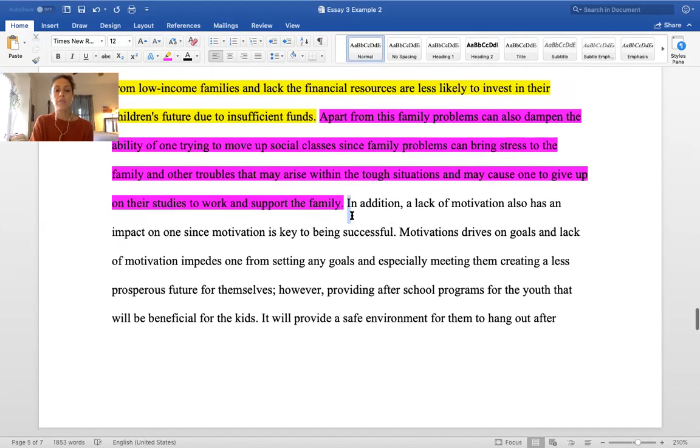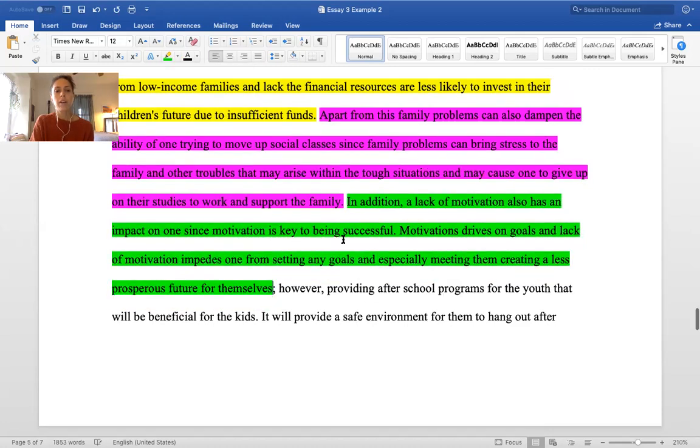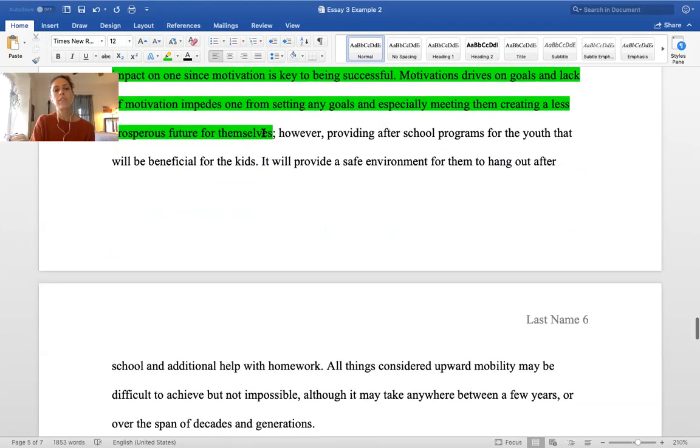In addition, the lack of motivation. Very good. Very good. That's our third body paragraph. However, she kind of combines her third body paragraph with her fourth body paragraph. So we would not use a semicolon there. We would just change that to a completely new sentence. Remember, each of your body paragraphs needs to be summarized in one separate sentence.